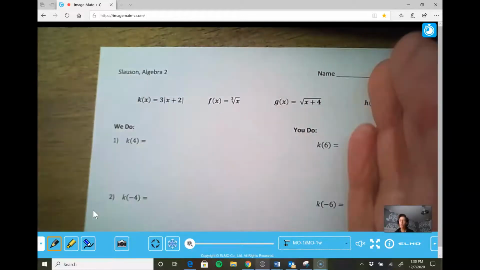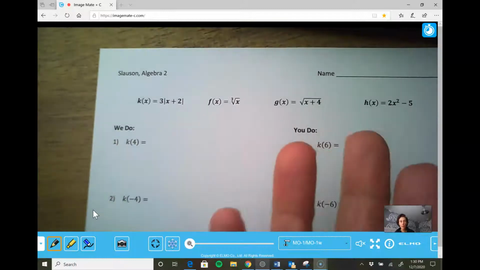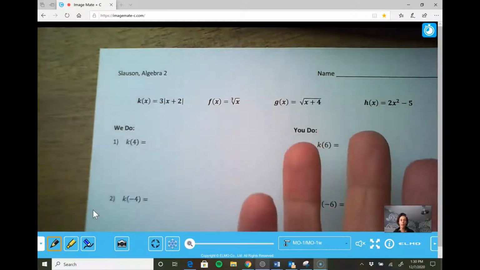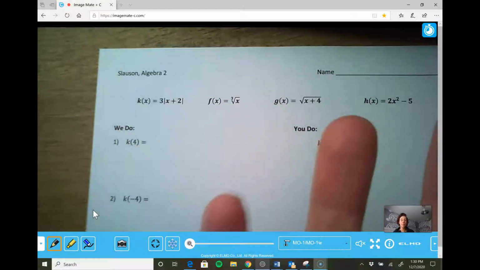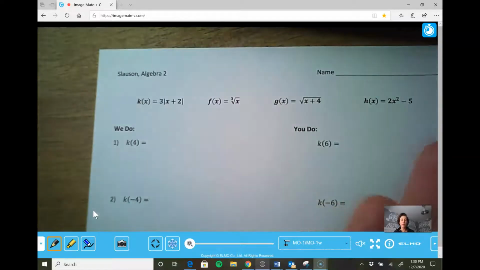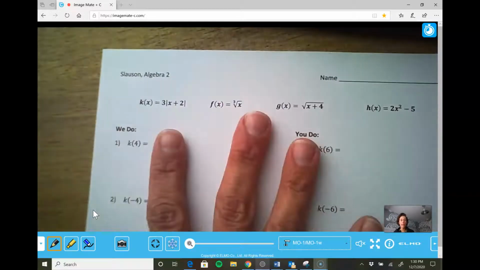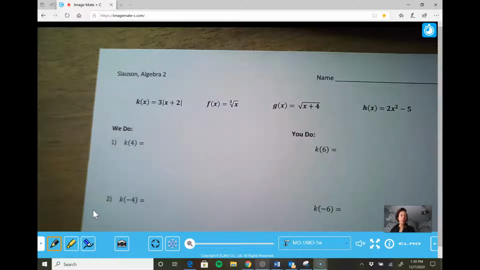We have a "we do" column and a "you do" column. There are a lot of problems here, and I made all of these problems because there's a lot of these on your test. So I definitely want to hit this part. The idea is, fill this out, and then you can have it in front of you when you take your chapter 3 test.